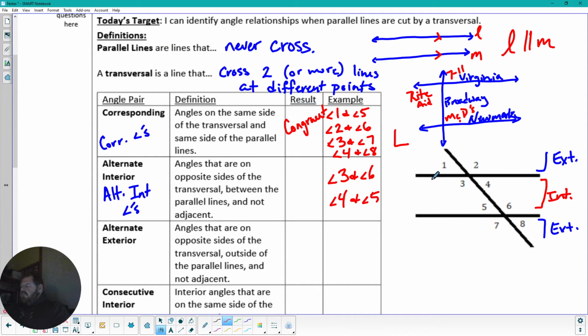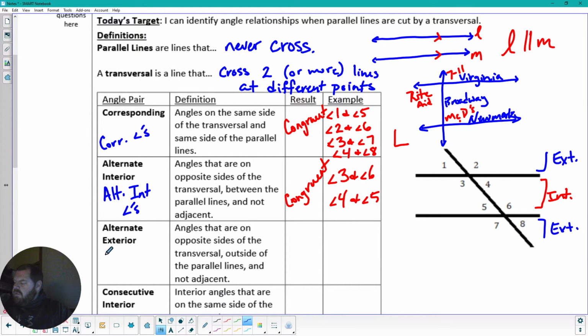These pairs of angles, the big result that we get here, sorry, hold on. Gotta take care of something. These pairs of angles, if the two lines are parallel, are also congruent. They have the same measure. Okay, so those angles are congruent. All right, 3 is the same size as 6, and 4 is the same size as 5.